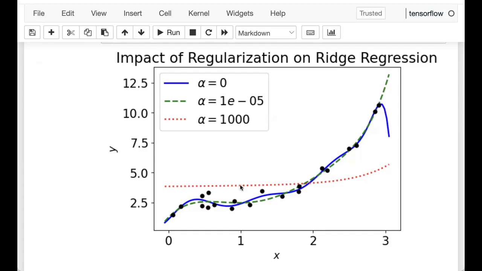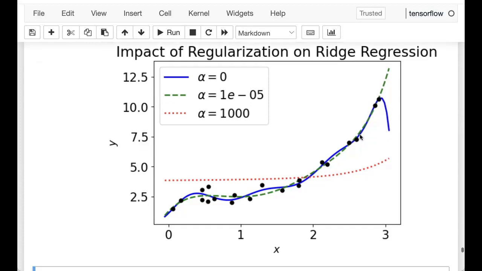So obviously, this red one is not really a good choice, because there's so much regularization that we are not even fitting this model to this data. But you can see that if you have a small amount of regularization, using this green curve here, we can find a much better representation of the output.